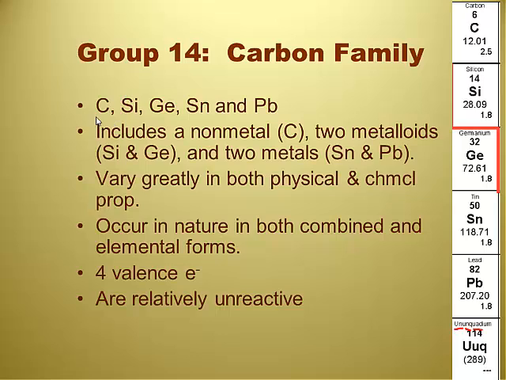But group 14 has carbon, silicon, germanium. Science is repetitious. It does include a non-metal, carbon, 2 metalloids, silicon and germanium, and 2 metals, tin and lead. They vary greatly in both physical and chemical properties because there are 3 different types of elements there. And they occur in nature both in combined and in elemental form, so they're both going to be compounds and elements.